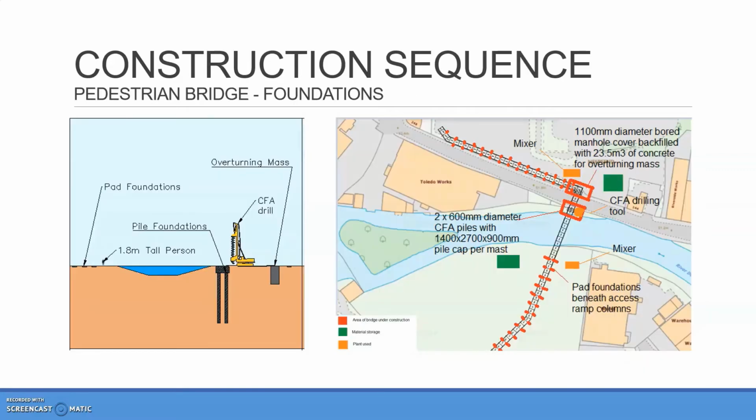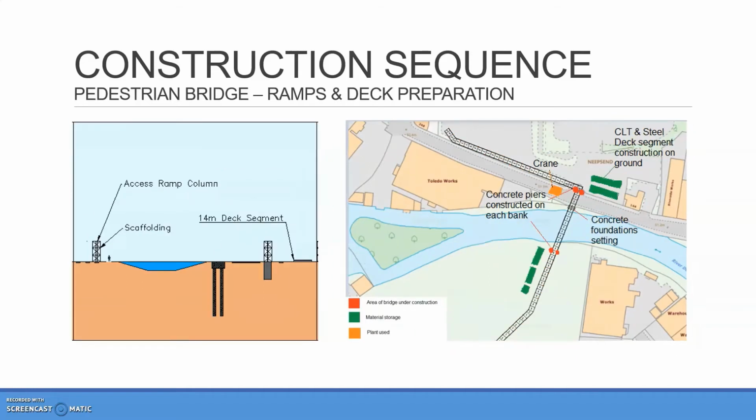The bridge construction begins with pile foundations beneath the central pylon mast being drilled and concreted using a continuous flight auger drilling tool. Precast manhole rings will be bored into the right bank and filled with concrete to create an overturning mass. Pad foundations for the access ramp supports will be excavated and backfilled with concrete. 14-metre bridge deck segments are then created using steel beams welded off-site and CLT deck. Time is allowed for concrete foundations and pile caps to set to suitable strength.